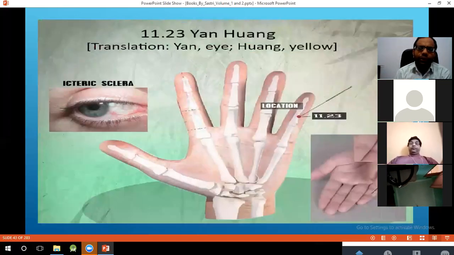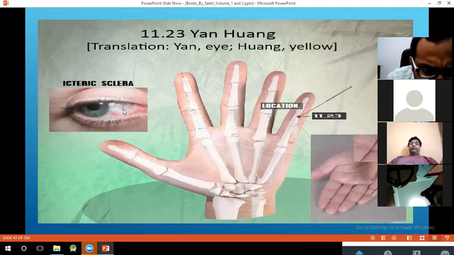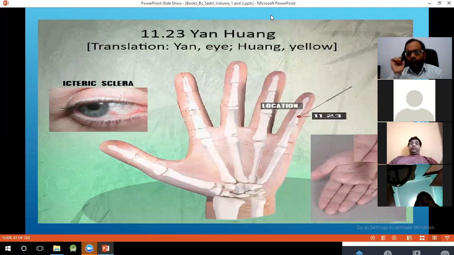It's 11.23. 11.23 is very good for eye problems. You can see in the sclera of the eye, there are some white patches out here. And when there is itching, the whole eye becomes red and very dry. You can use 11.23 for that reason.